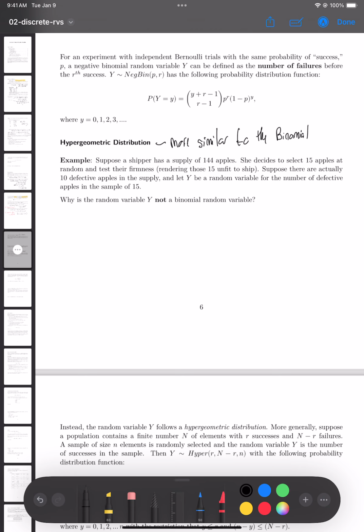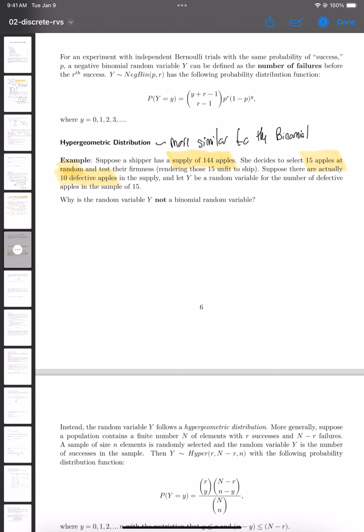And we're going to consider this setting. So we've got this shipper that has a supply of 144 apples. She selects 15 apples at random. And we also have this other piece of information that there are 10 defective apples in the supply of 144. And so we're letting y be a random variable for the number of defective apples in the sample of 15.